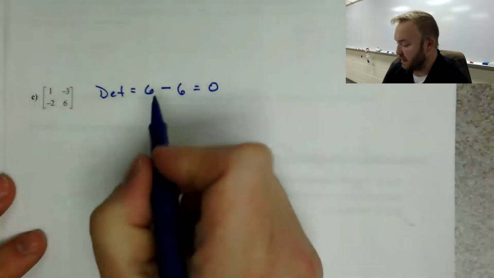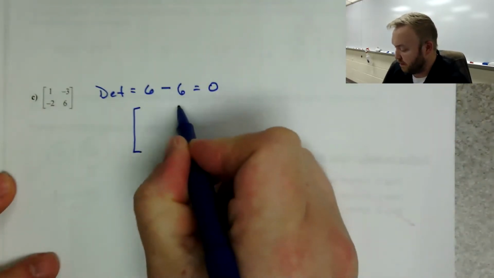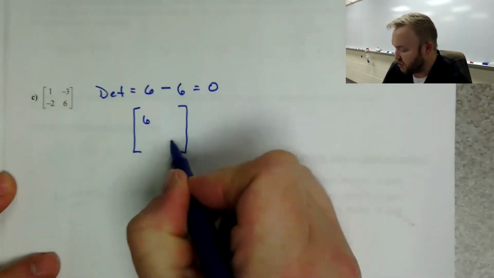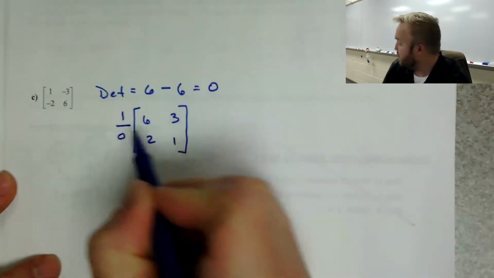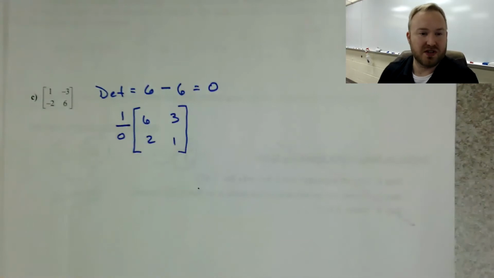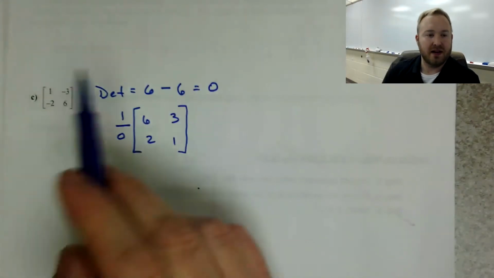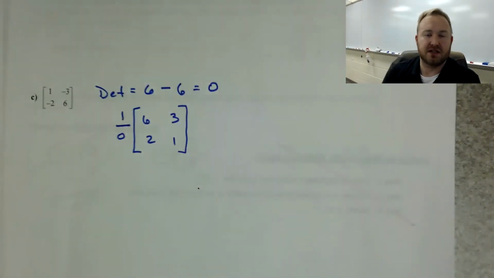Now this is kind of interesting, because if I go ahead and do my swap and change step, and then if I multiply every number by 1 over the determinant, or divide every number by the determinant, I'm going to be dividing each of these numbers by 0.